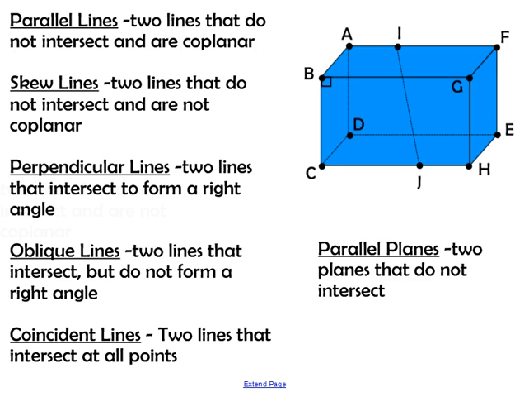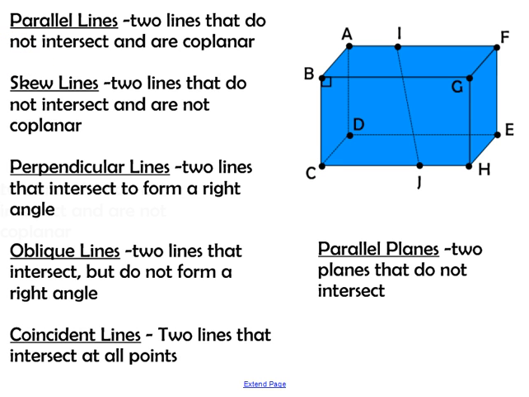Perpendicular lines are two lines that intersect to form a right angle. So here we have line BC and line BG that intersect to form that right angle. And usually in a three-dimensional figure like this, if you see a right angle in one place, it's actually going to be a right angle at all of those intersections.